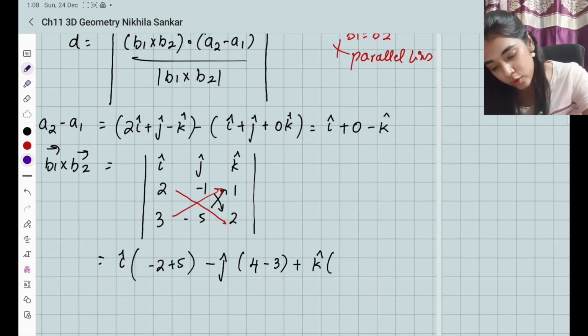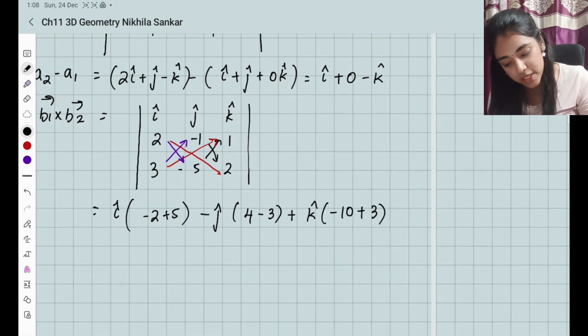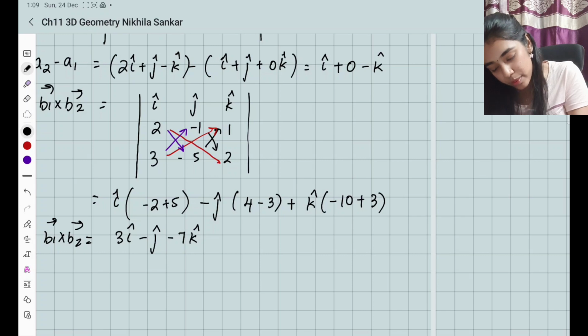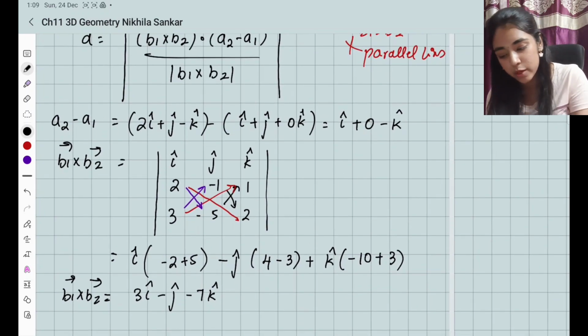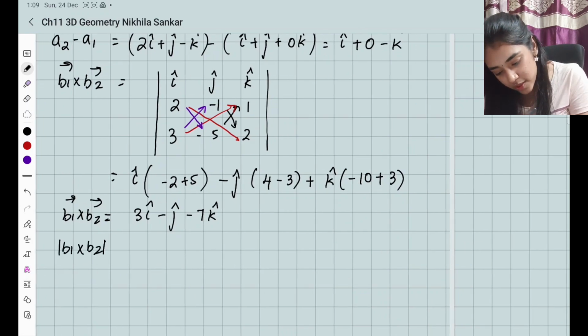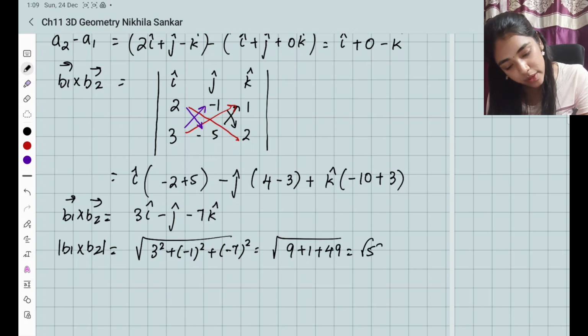K cap க்கு எந்த ரெண்டு எடுப்போம்? It is going to be this. So 2 into minus 5 minus 3. So I have 2 into minus 5 is minus 10. Minus of minus 3 is plus 3. So this in total is going to be 3i cap minus j cap minus 7k cap. So this is going to be b1 cross b2. இப்போ நமக்கு formulaல magnitude of b1 cross b2 வேணும். So the magnitude of b1 cross b2 is going to be square root of 3 square plus minus 1 the whole square plus minus 7 the whole square, and this is going to be 9 plus 1 plus 49, which is going to be square root of 59.